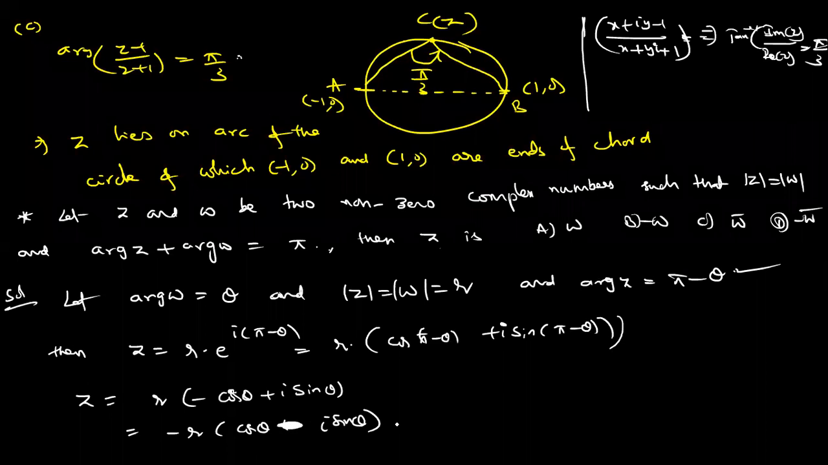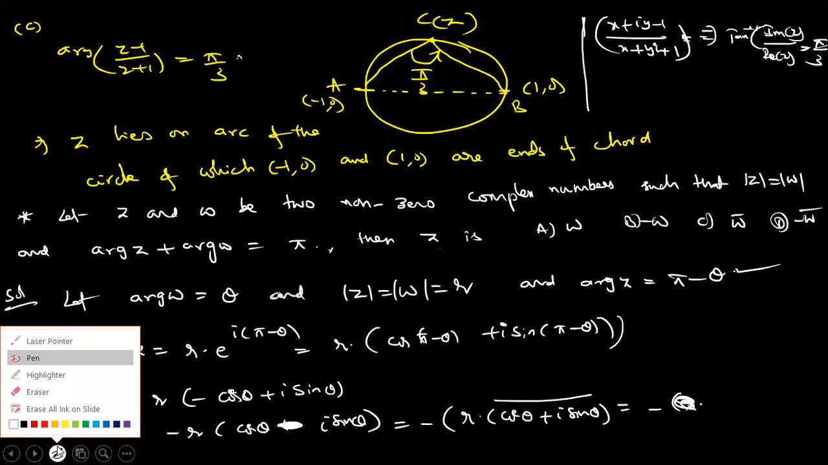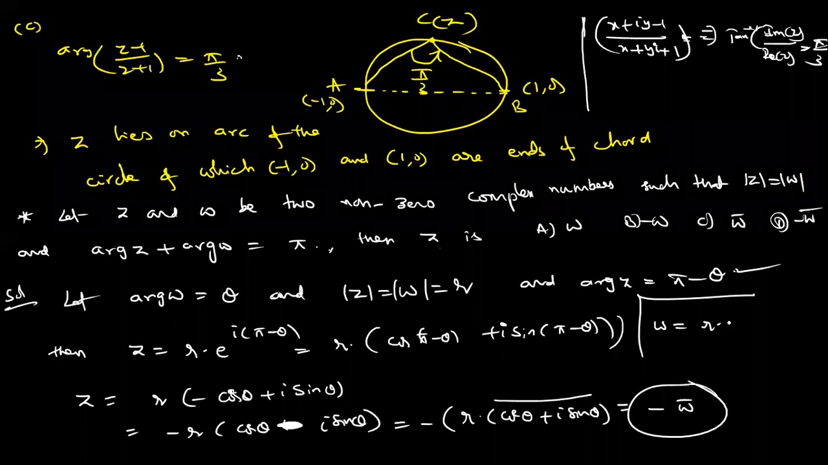So what is the meaning of this one? Anyone? How to write? R into cos theta plus i sin theta whole bar. I can write. Any objection? Minus r into, directly how to write on this one? What is omega? This is nothing but directly I can write minus omega bar. Why? Argument of omega is given as theta, meaning you should understand it is r into e power i theta. So option D.